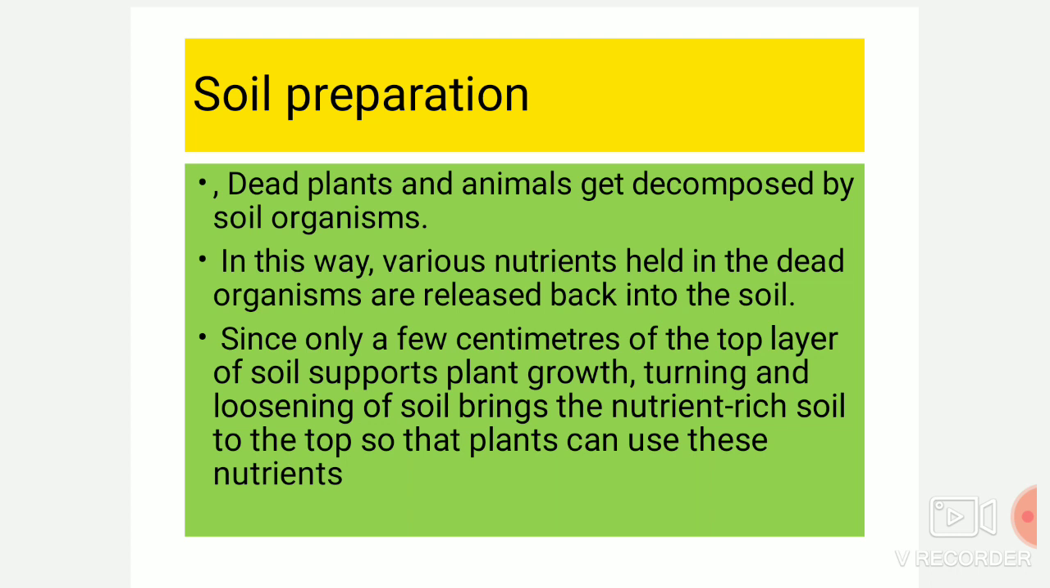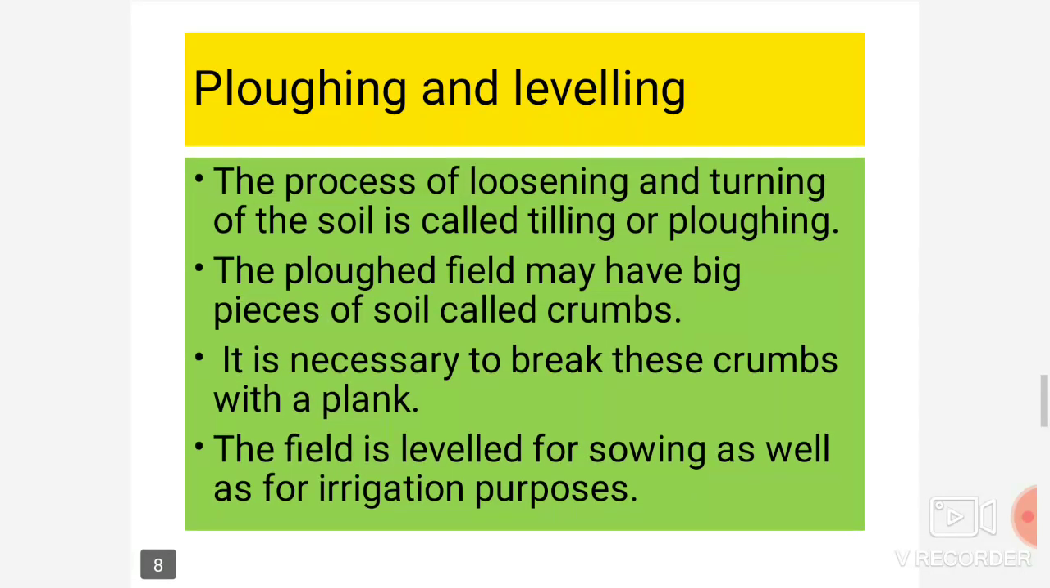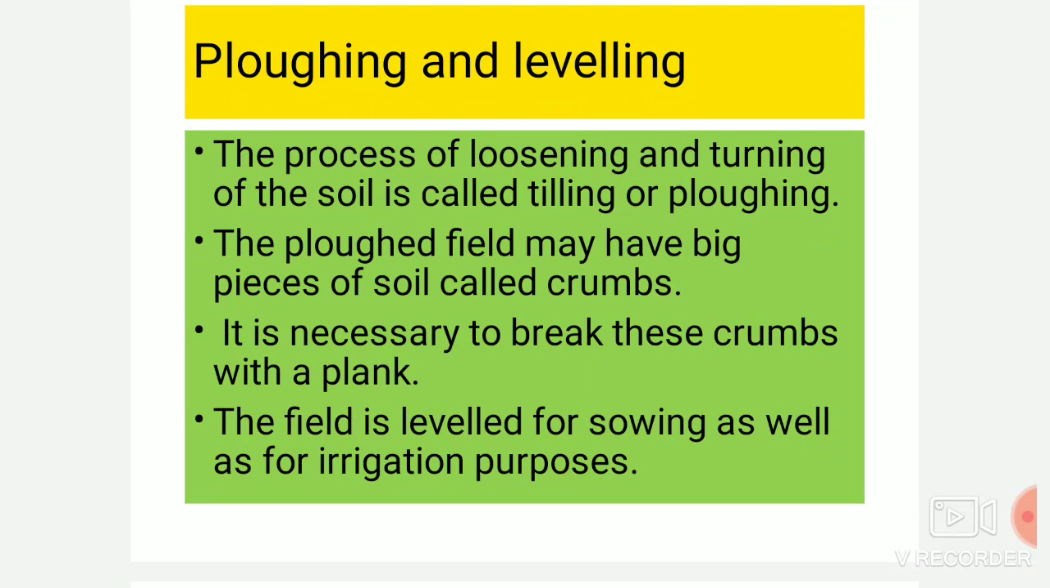Since only a few centimeters of top layer of the soil supports plant growth, turning and loosening the soil brings the nutrient rich soil to the top so that the plant can use its nutrients. Plowing and leveling is done after loosening the soil. The process of loosening and turning of the soil is called tilling or plowing.